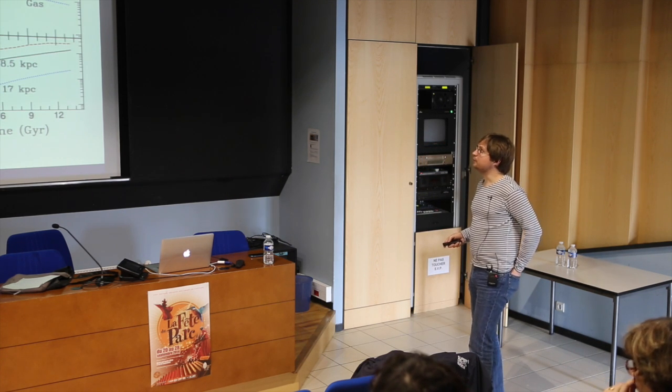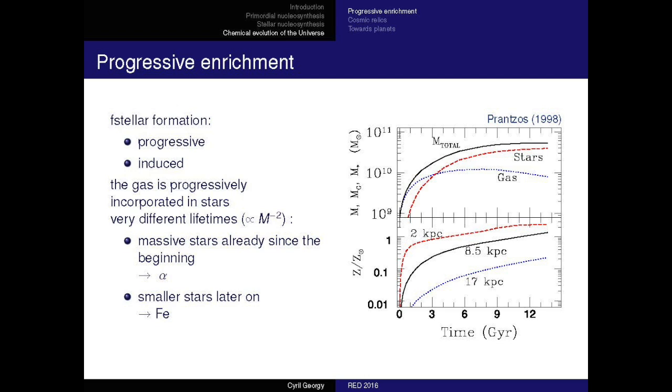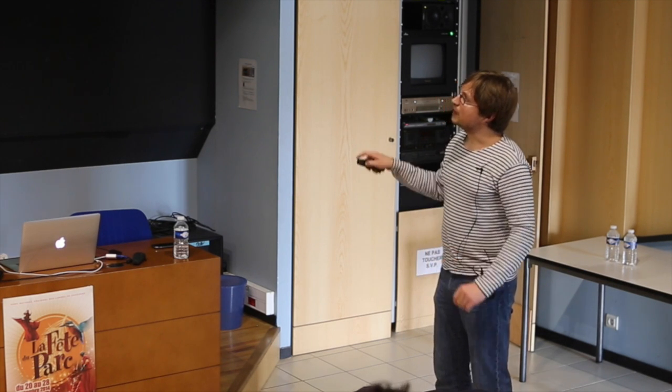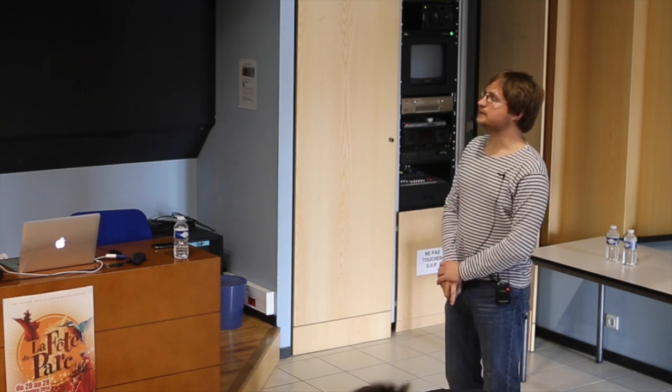The stellar formation is progressive or induced. It depends. You can have stars that form continuously in some medium, or sometimes you have induced stellar formation when you have, for example, a supernova exploding close to a molecular cloud that can destabilize it and make it collapse. So you will produce induced stellar formation at this point. So the gas is progressively incorporated in stars.